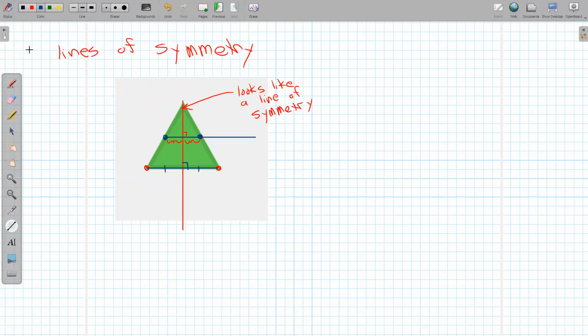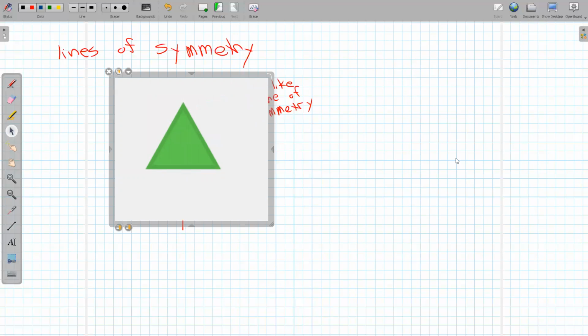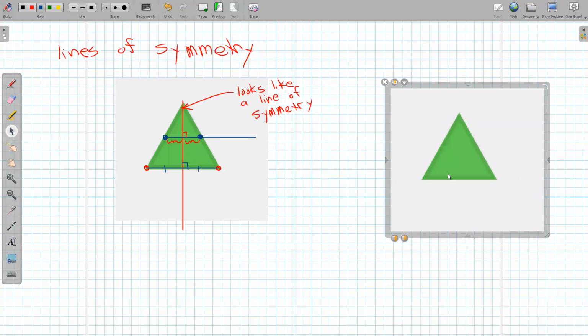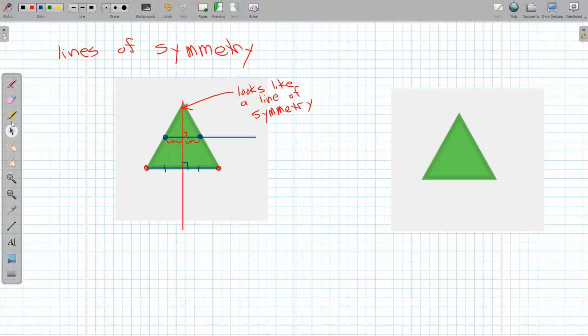Now, again, a figure can have more than one, so let's take this a little farther and identify if there's more than one. So for sure I have this one vertically down the middle. There's that one right there. But there's nothing special about this vertex being on top. I could focus on this vertex over there. And so if I try to draw a line through the middle of the bottom, that looks about right. I think that blue line is a line of symmetry too.